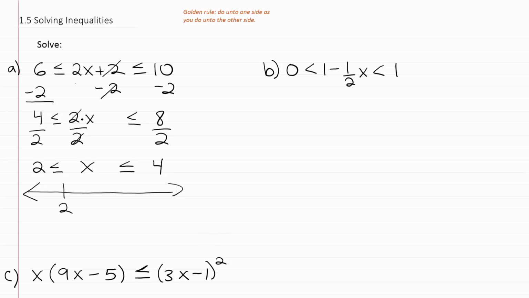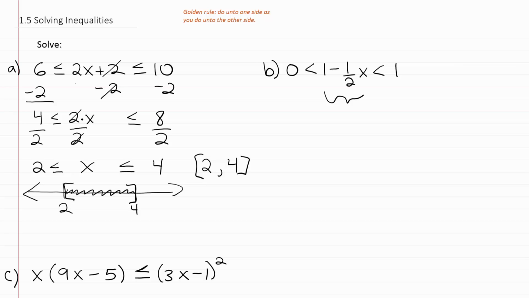We'd have 2 and 4, and x would be in between here, between these 2 points. We'd use square brackets because of the equal signs in those inequalities. So to use interval notation, we'd actually write this as 2 comma 4 surrounded by brackets. All right, that's example A. Let's look at example B.